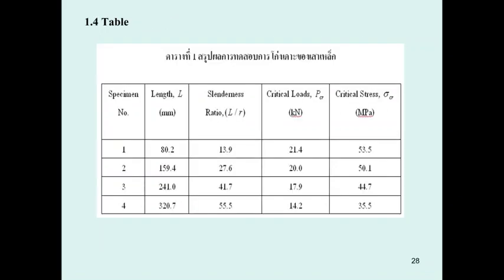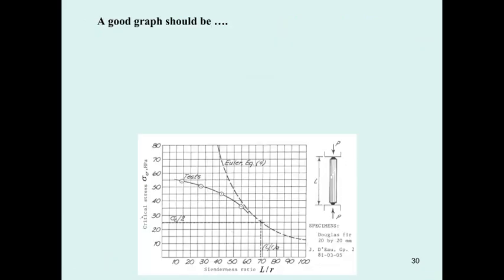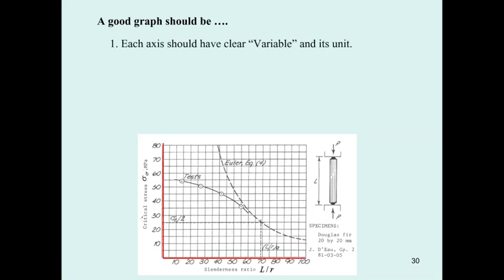The table, you have to write clearly, both symbol and unit. The figure, you have to write carefully because a figure can tell 1,000 words. Everything can be explained by using a clear figure. So a good graph or figure should be, first, the vertical and horizontal axis supposed to be clear about what is represented, and also the unit of it.